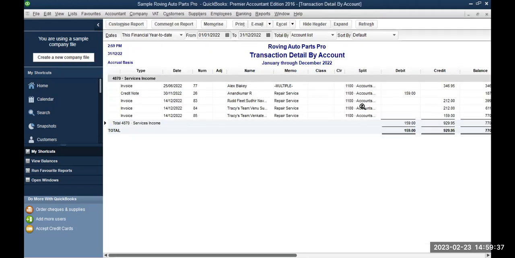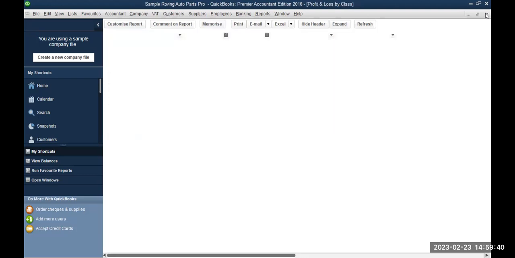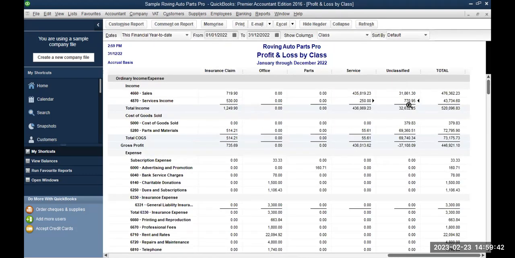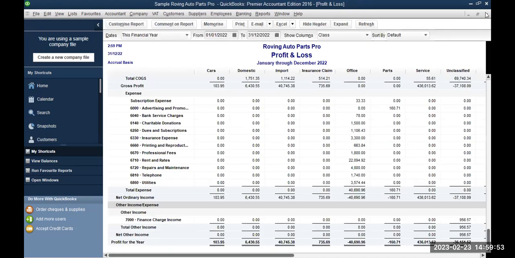So you have to go through each of the transactions until all of them are cleared out, and now you don't have unclassified transactions, okay? So that way you make sure that all the transactions are allocated their rightful class. Okay, so that is it for the profit and loss report.